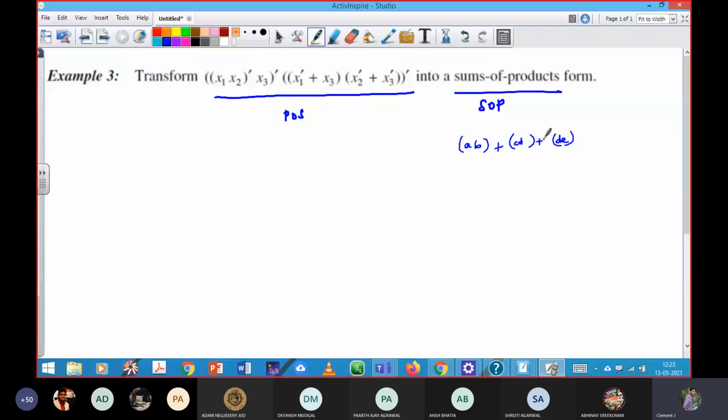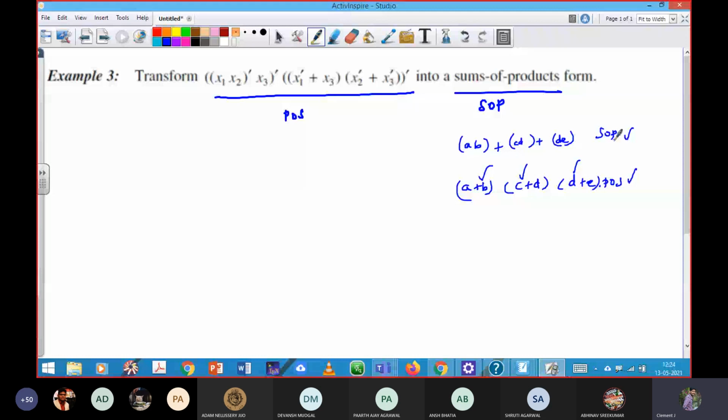Between the brackets, you will have the plus. That method is called sum of the product. There is another method. This is actually SOP. There is another method POS. POS is nothing but A plus B, C plus D, D plus E. This method is called POS, product of the sum. There you apply product between the brackets. Inside the bracket you have the sum. Have you understood the two types, SOP and then POS?